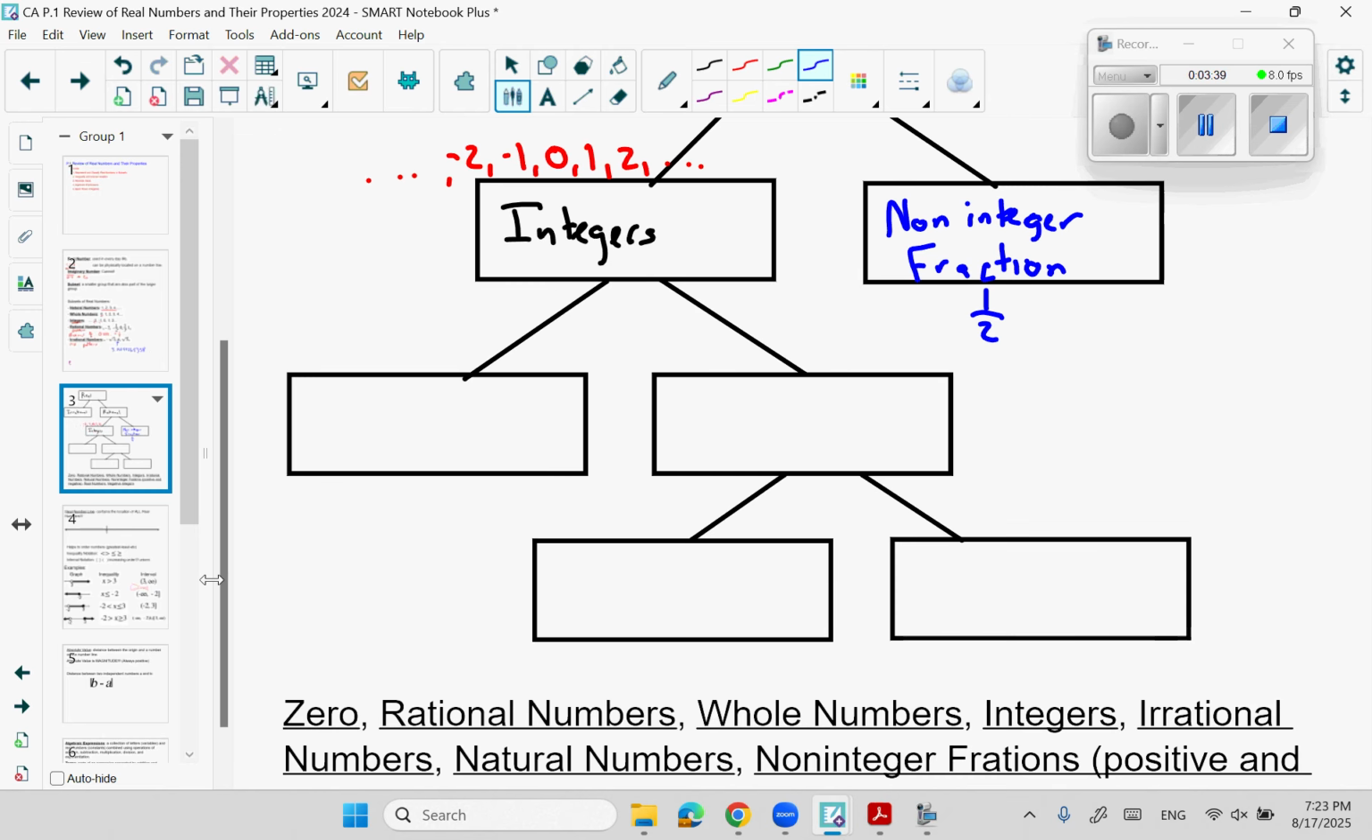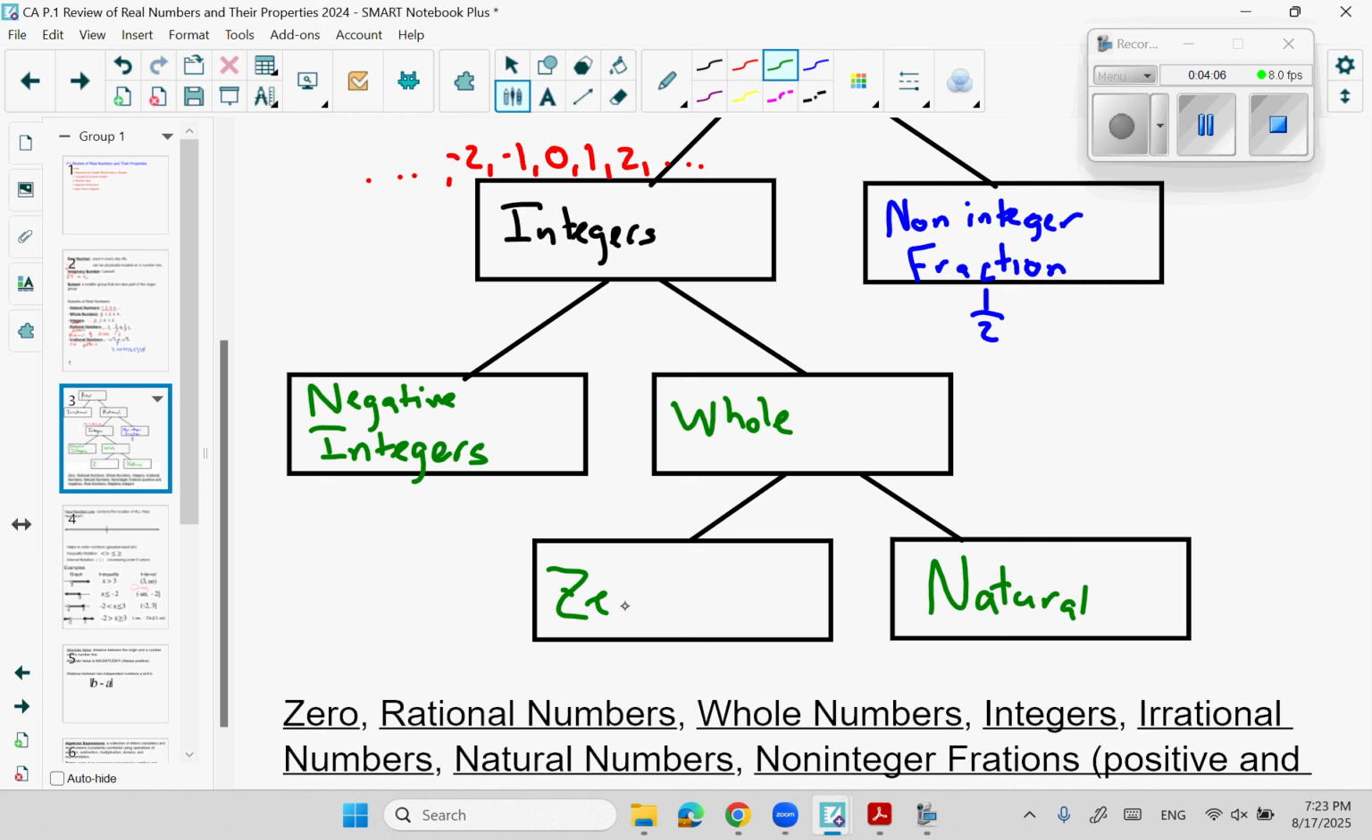Well, integers, these whole numbers, can be sorted into two different categories. As we said earlier, whole numbers have no negatives. So where do we put the negatives? Well, we'll put the negative integers over here. Okay. And then whole numbers can be sorted into natural numbers, things you can observe in the real world, and of course, 0. Because 0 is still part of the whole number category, but it's not a natural number.